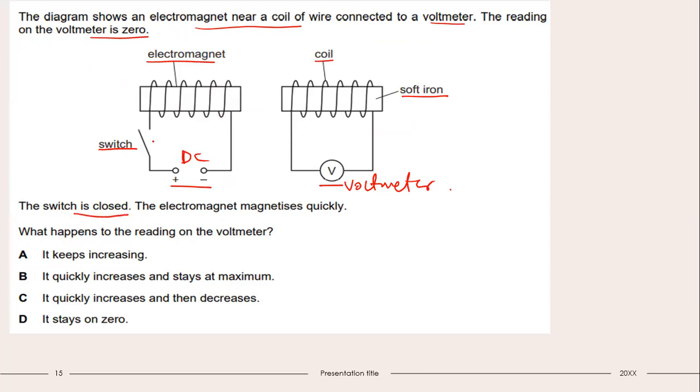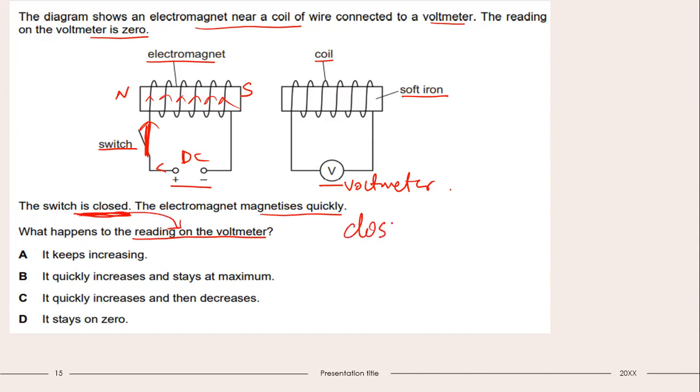The switch is closed. This switch is going to be closed now. The electromagnet magnetizes quickly. Of course, current from here is flowing this way. And if you use the right hand grip rule, point your fingers towards the flow of current in the electromagnet and stretch your thumb. So it means this is north and this is south. What happens to the reading on the voltmeter? Okay, when the switch is closed, what happens to the voltmeter?